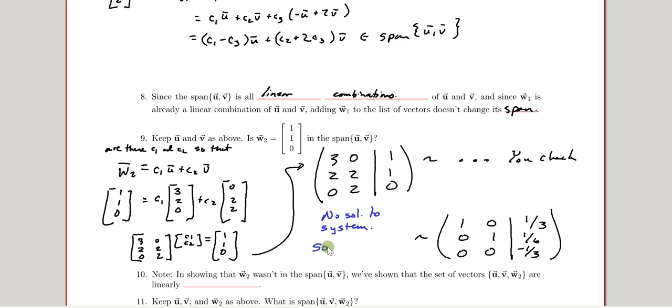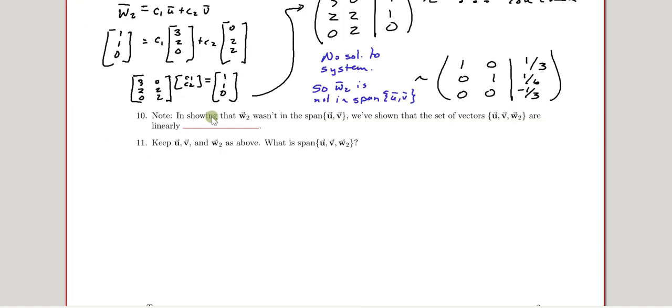So what do we conclude? W2 is not in the span of U and V. So that, if you go back to that analogy, these are vectors in 3 space. If you go back to that plane analogy that we had before, you have these two vectors, U and V. And if you look at the plane that's spanned by those two vectors, the third vector, W2, is not in that plane. It extends out of it, it's not in that plane, and so it's not a linear combination of those two vectors.